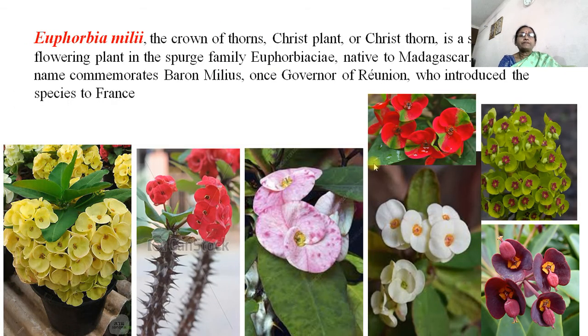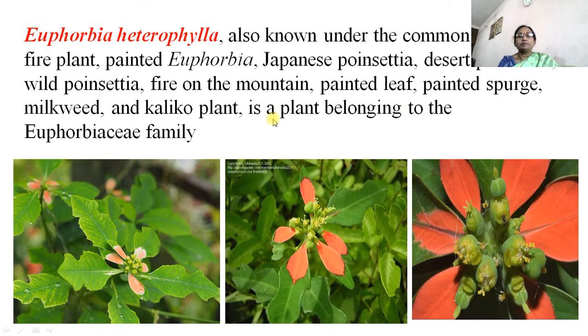Then Euphorbia milii. This is the plant. They are having various colors, all colorful, which we are seeing. These are the cyathium inflorescences. Now, the crown of thorns or Christ plant or Christ thorn, various species are there. The species name commemorates Baron Milius, and that's why it is called Euphorbia milii.